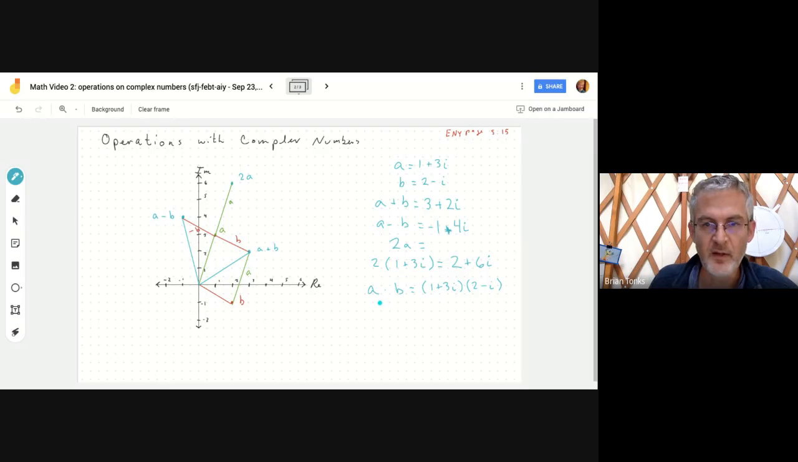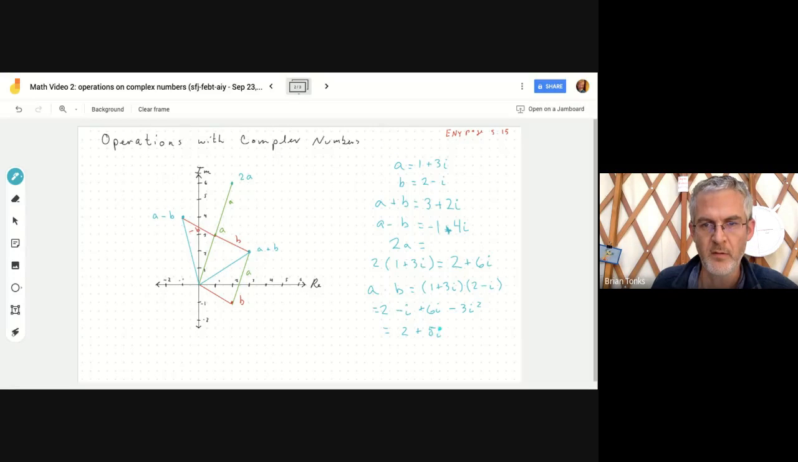So let's do that. 1 times 2 is 2. This is still what it equals. 1 times negative i is minus i. 3i times 2 is going to be 6i. And then 3i times negative i is minus 3i squared. So now let's see, what can we do? I've got that 2 is just going to be rewritten. I've got negative i plus 6i, which gives me plus 5i.